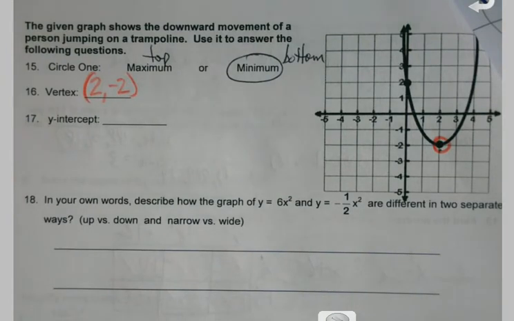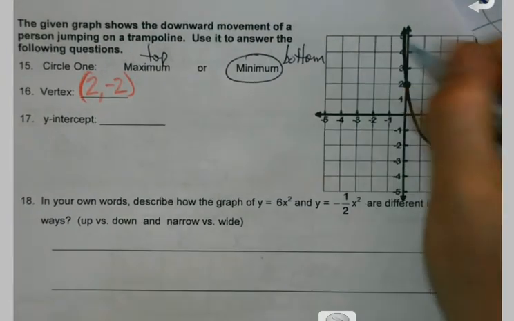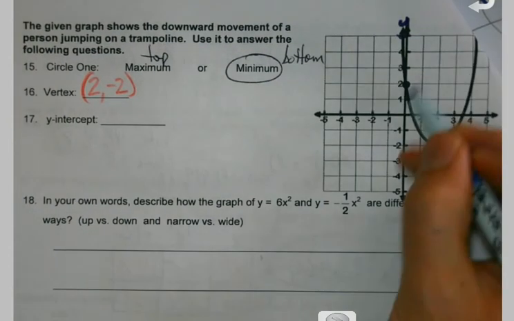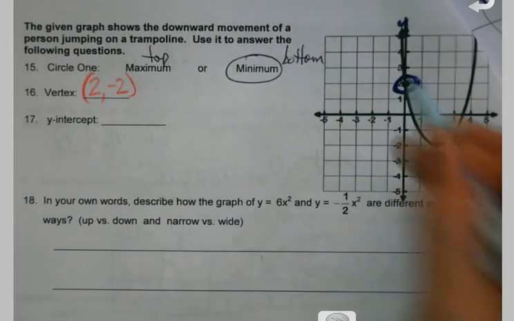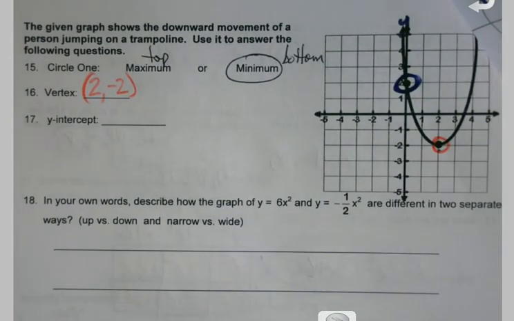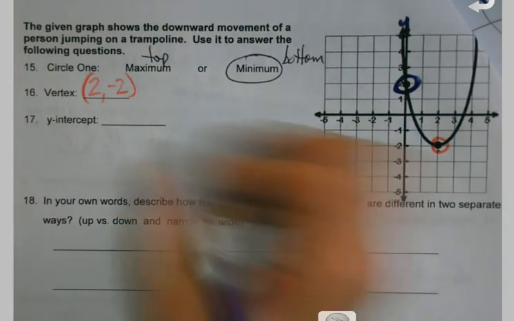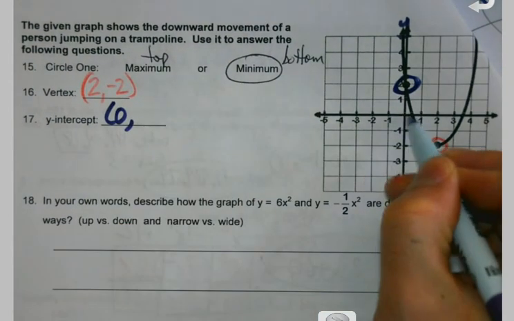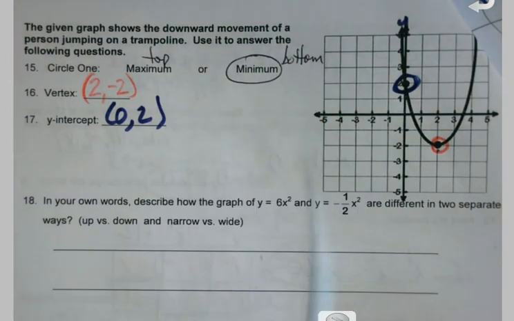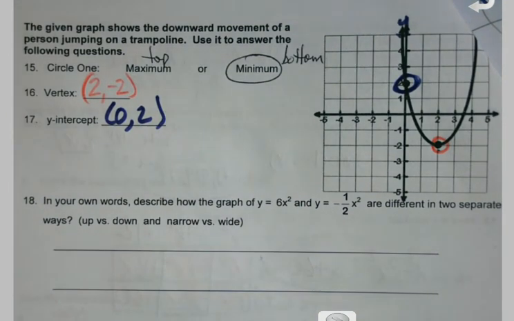And then for my y-intercept, here's my y-axis. Here's where my graph overlaps. I didn't go left or right any, so my x value is 0. But then I went up 2. So I just took the information from the graph they gave me. I didn't even have to figure out how to graph it. That's kind of nice. I like that.